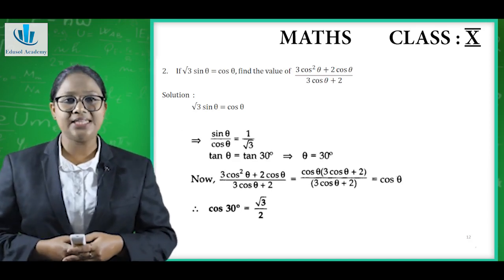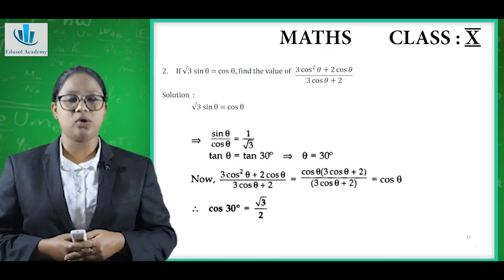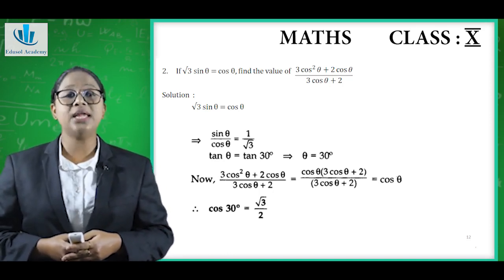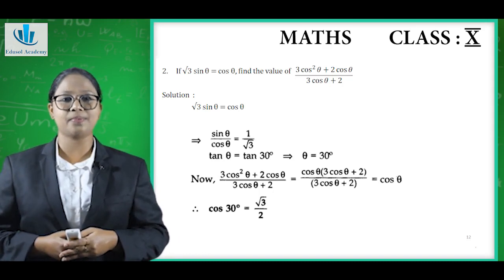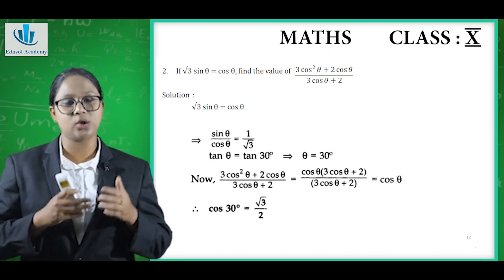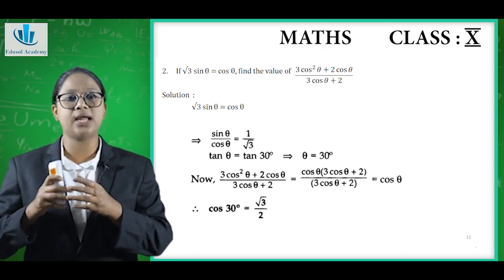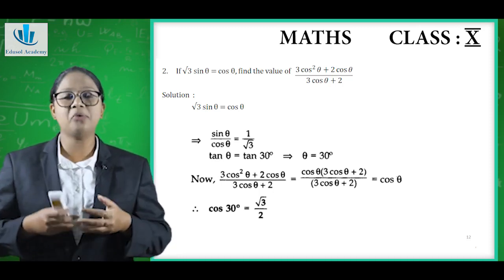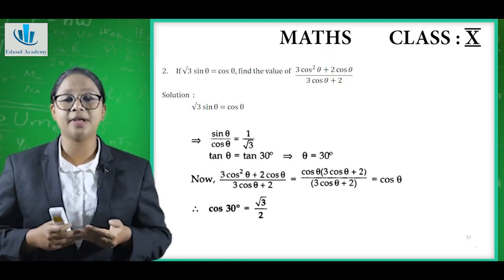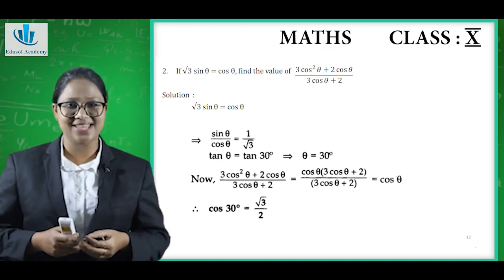If root 3 sine theta is equal to cos theta, find the value of (3 cos square theta plus 2 cos theta) divided by (3 cos theta plus 2). In the given question, we have sine theta on one side and cos theta on the other side. So you have to isolate the numbers on one side and the ratios on the other. For that, transpose sine theta to the other side. The equation will become root 3 is equal to cos theta divided by sine theta.